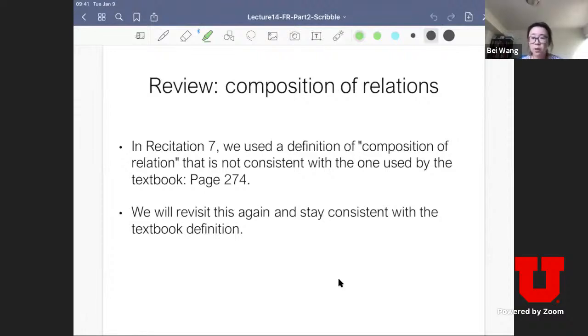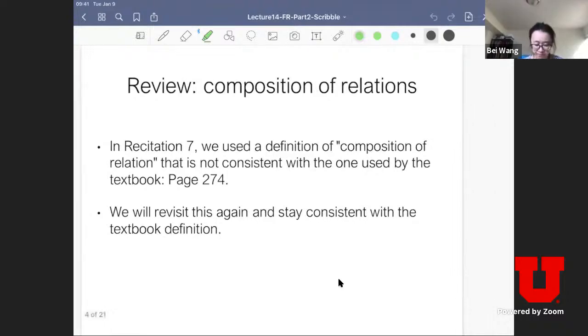All right, so I want to make a quick correction. In recitation 7, I used a definition of composition that is not consistent with the definition of the composition of relations from the textbook. In fact, both definitions can appear in various areas, but the textbook has a different definition, so we're going to revisit this question and try to stay consistent.